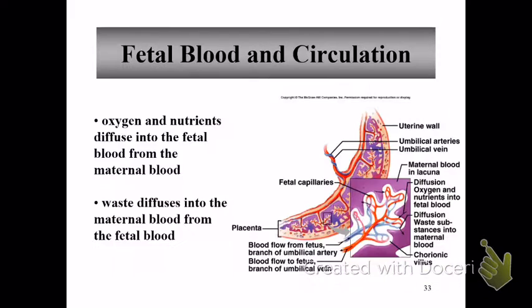Okay, talking about fetal blood circulation. The baby, of course, has to get oxygen and nutrients from mama. So oxygen and nutrients diffuse into the bloodstream from the maternal, then into the fetal. Waste has to go the other way. Okay, next slide.